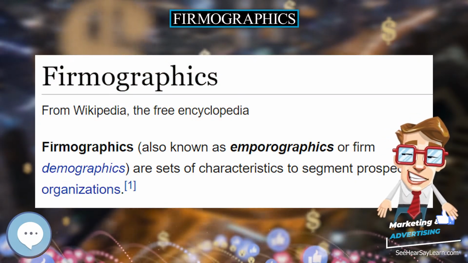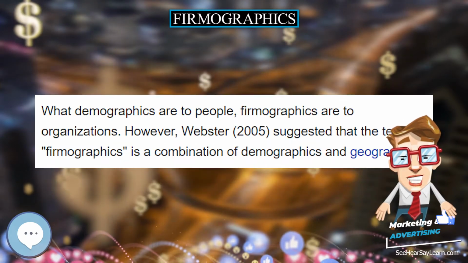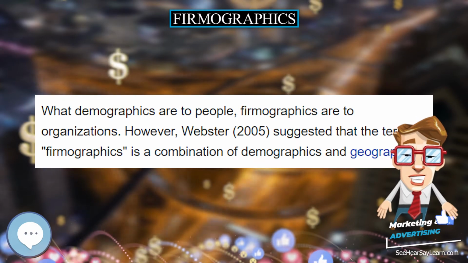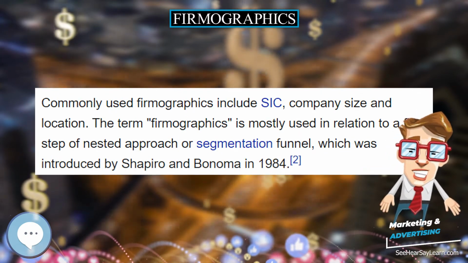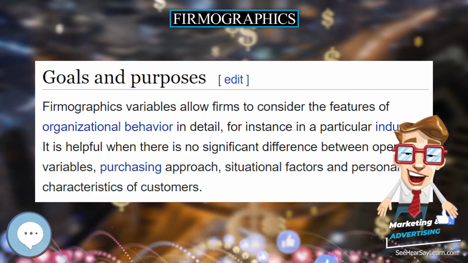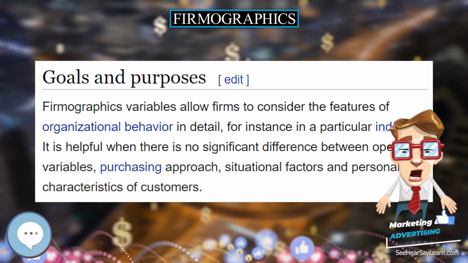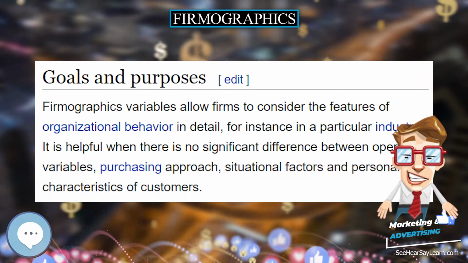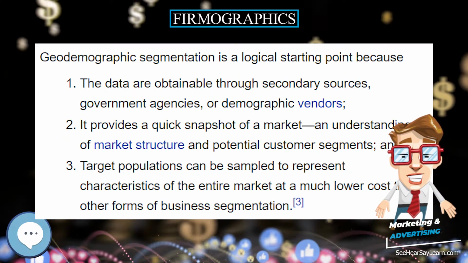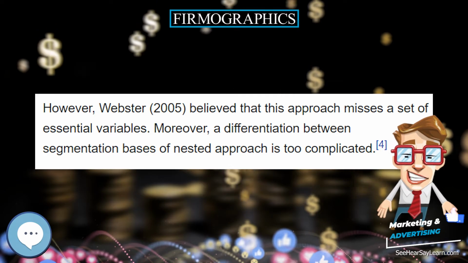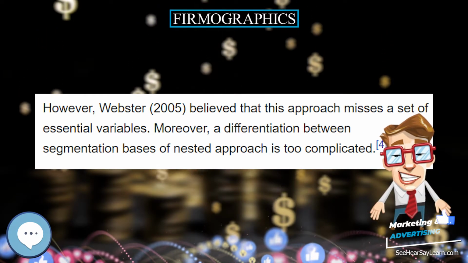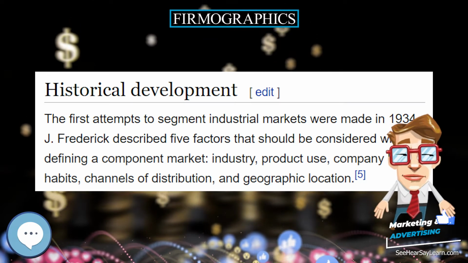Firmographics, also known as emporographics or firm demographics, are sets of characteristics to segment prospect organizations. What demographics are to people, firmographics are to organizations. However, Webster, 2005, suggested that the term firmographics is a combination of demographics and geographics. Commonly used firmographics include company size and location.